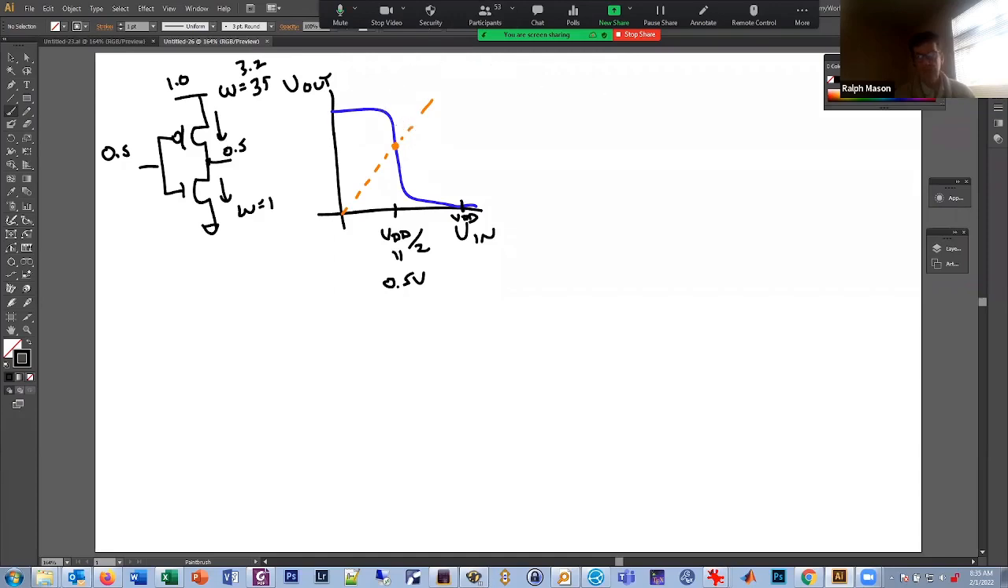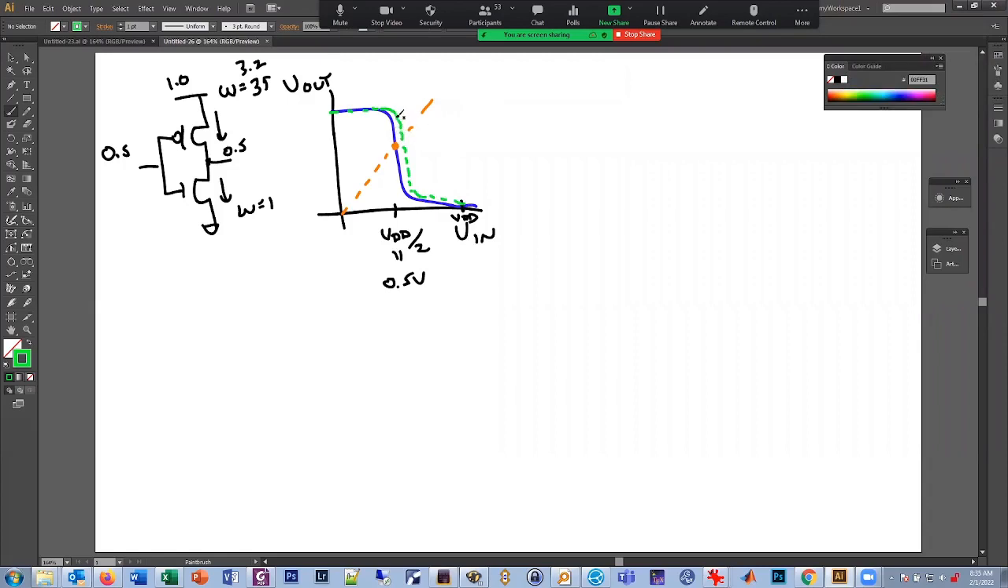And so what that looks like is we've moved it over here so that the curve is moved to the right because the P is a little bit stronger than the N. So this switching threshold moves left or right, depending on the ratio of these transistors.